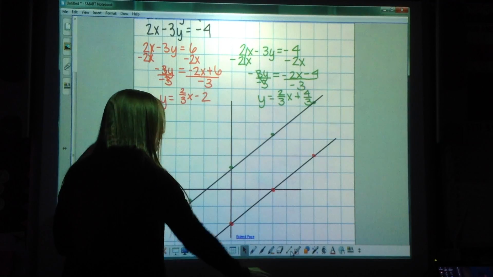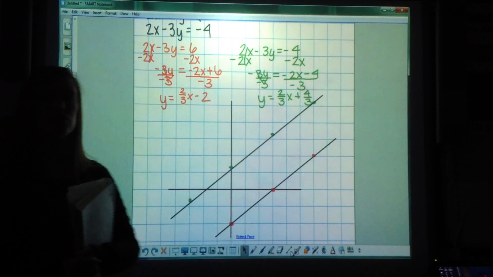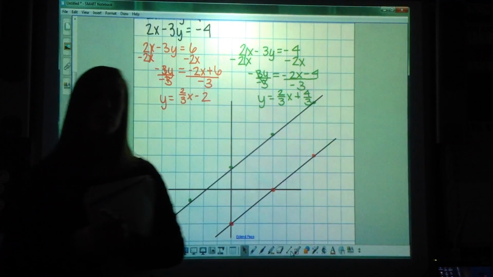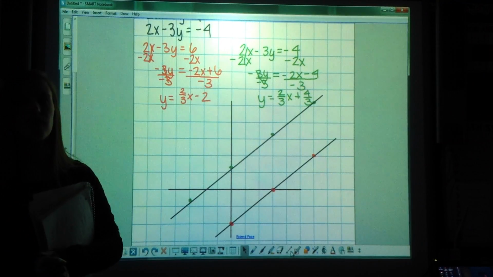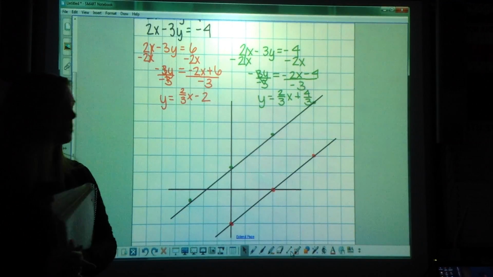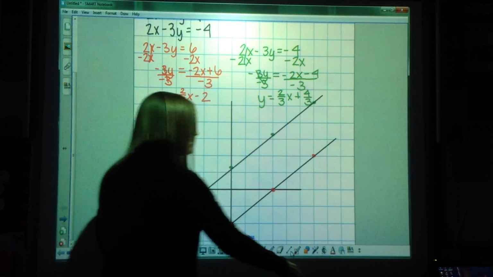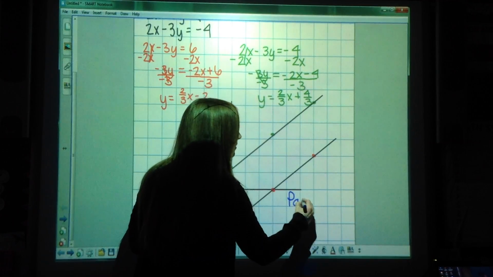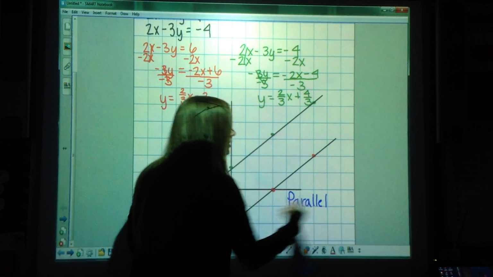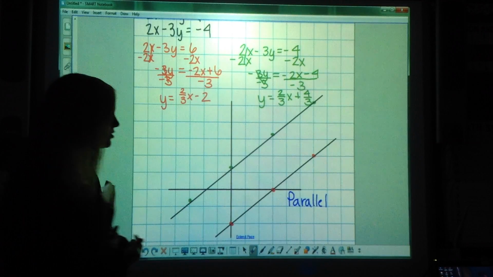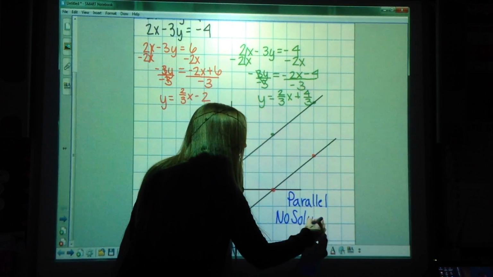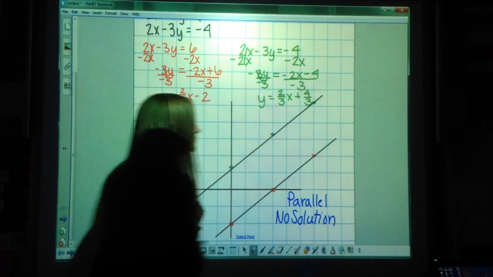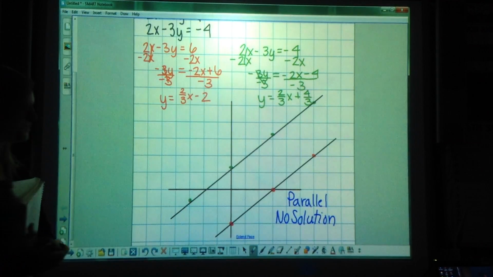Okay. In the past, our solution is wherever the 2 lines intersect. Well, these are parallel lines, so they're never going to intersect. If they're never going to intersect, you're not going to have a solution. So whenever you get parallel lines, your answer is going to be no solution. You can't get an ordered pair because they do not intersect. Your answer will be no solution.